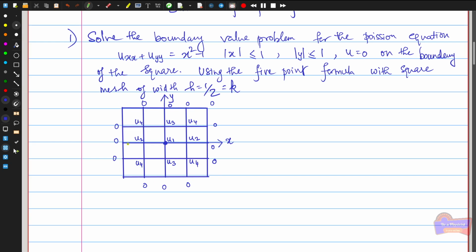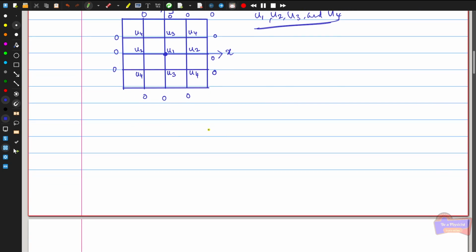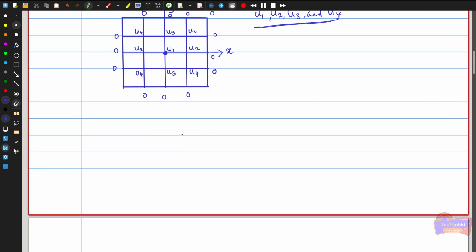So the boundary values are already given. We have to find the values of u1, u2, u3 and u4, so you have to find all these 4 values. In order to find the solutions, we have to use the 5-point formula, as we already know.